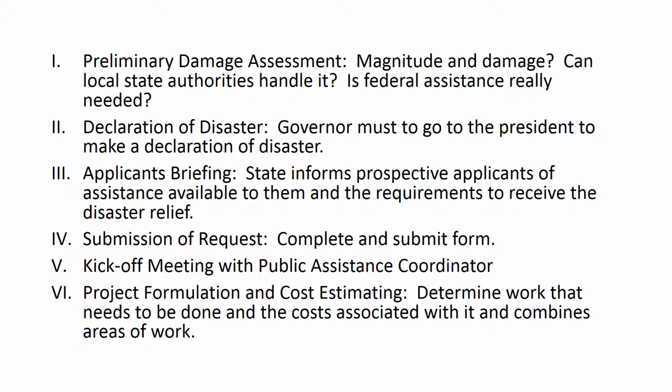Directly after that, there's an applicant's briefing, which is when the state informs the prospective possible applicants of the aid they may receive and the requirements that are needed. Then the applicants have a form. They have 30 days to submit this form, which is requesting aid. After that, it's a kickoff meeting with the Public Assistance Coordinator, which is information on how to go about continuing this process.